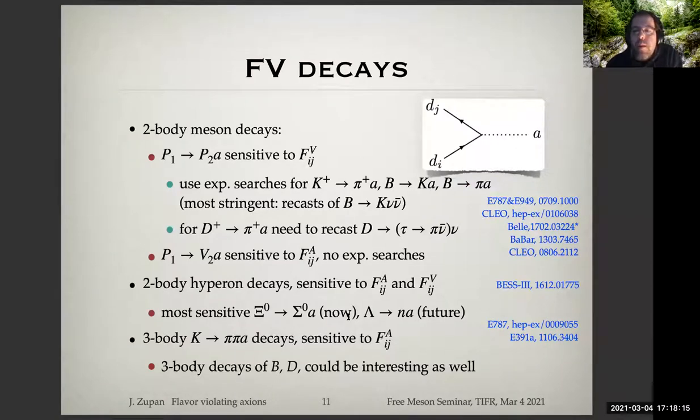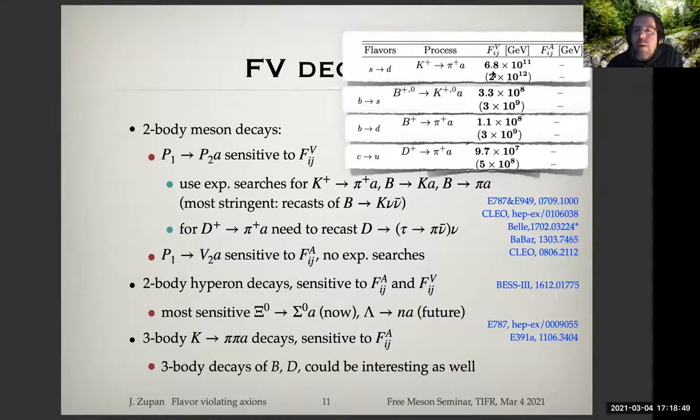So where did these bounds come from? They all use these flavor violating couplings between quarks and the axion. So you could have, for instance, a two-body meson decay. So first a heavier meson decays to a lighter one, plus an axion. The axion will look like missing energy in the experiment. So you can do K to pi a, B to K a, B to pi a. You arrive at a bunch of constraints that I've shown pictorially before, all right?